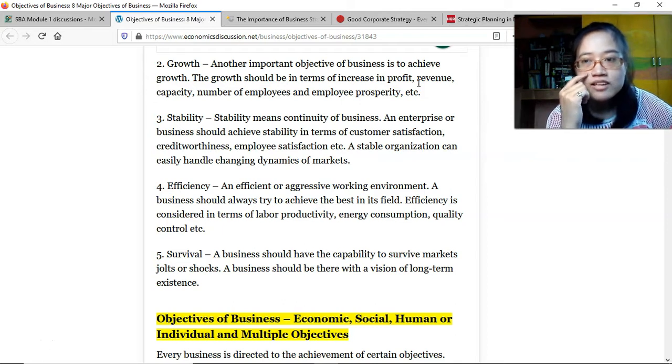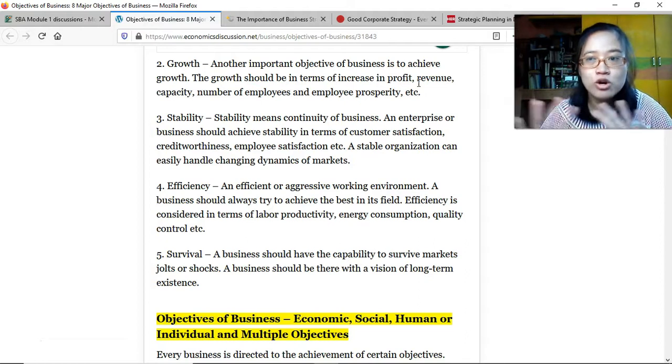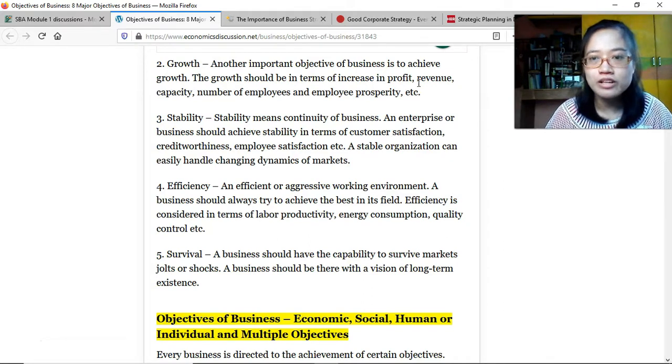So growth, why is growth important? So after establishing a business, of course, what you want to happen is for it to grow, for it to reach more people, for you to operate in more places, and then, of course, to get more revenue. And at the back of that, if you have social objectives, then provide more employment to other people and to have more projects for the community.